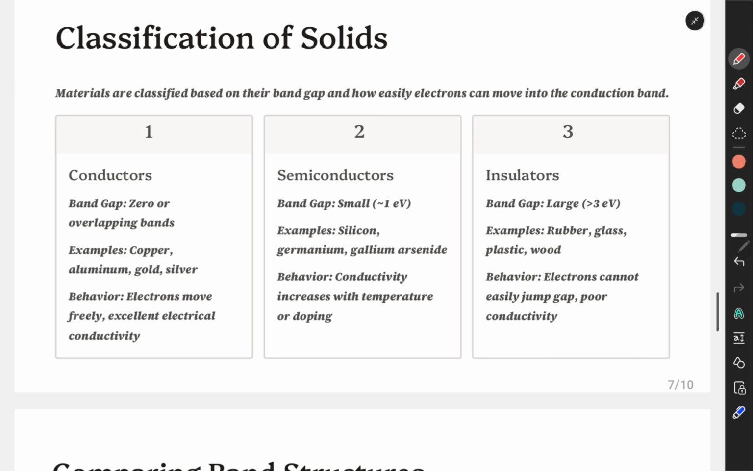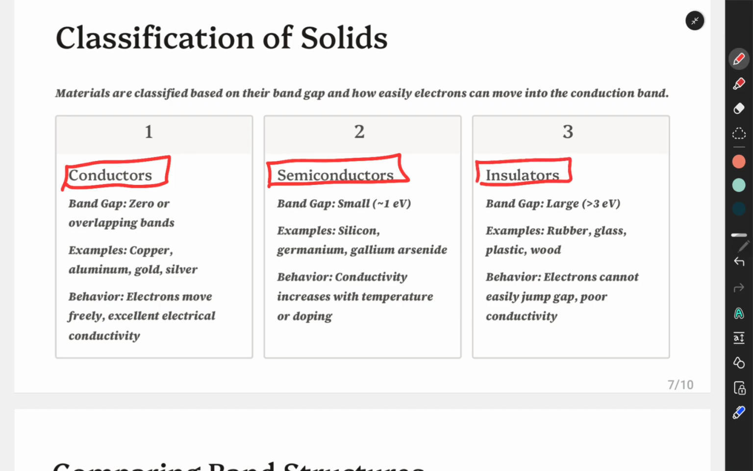Okay, now classification of solids. As we discussed, solids can be classified into three types: conductors, semiconductors, and insulators. You can see the difference. Band gap is 0 for conductors, between 1 to 3 electron volts for semiconductors, and more than 3 electron volts for insulators. Examples, as I have given, you can see the examples here.